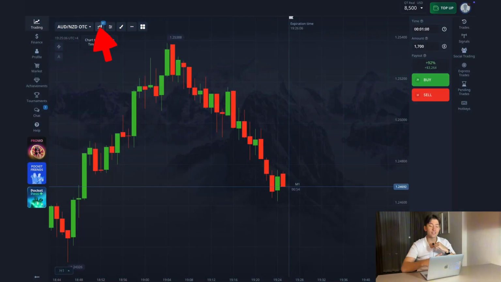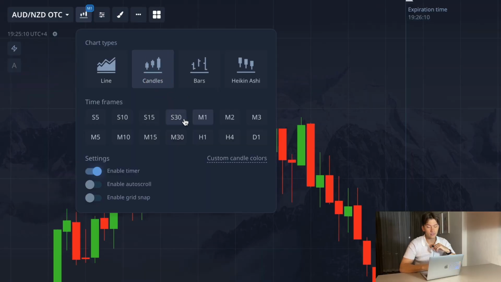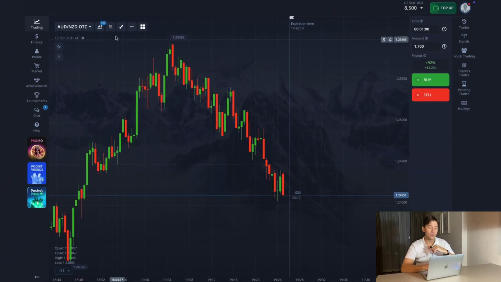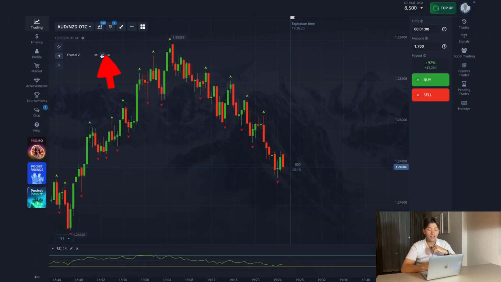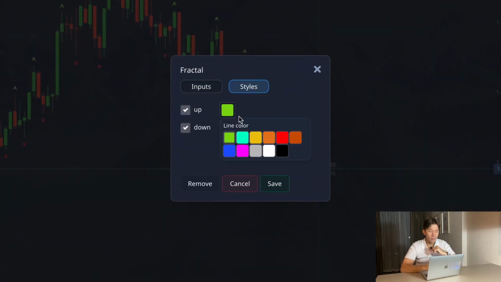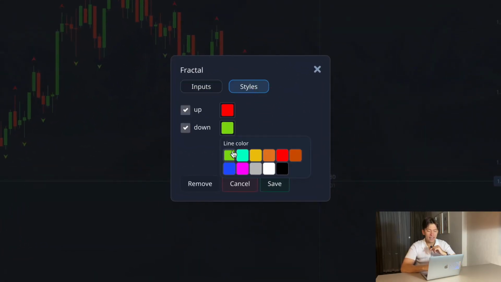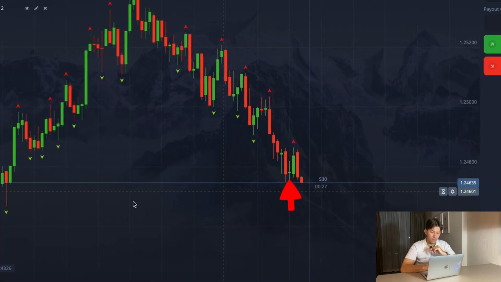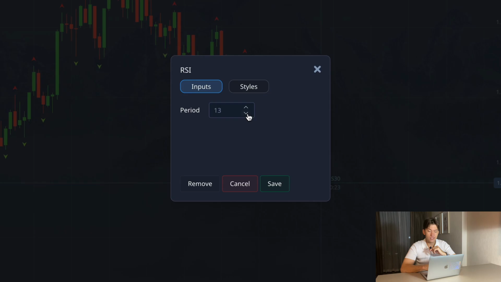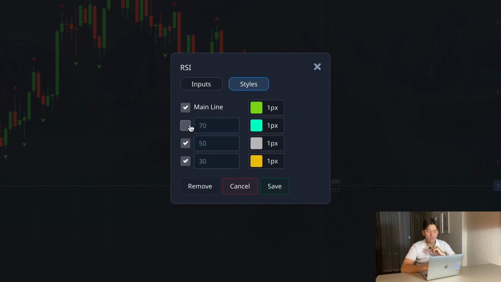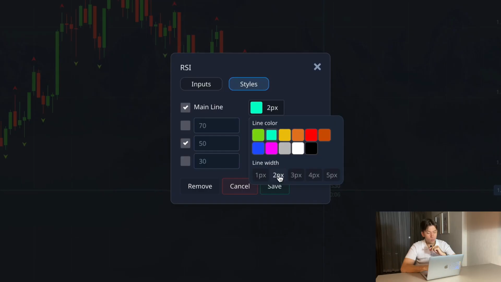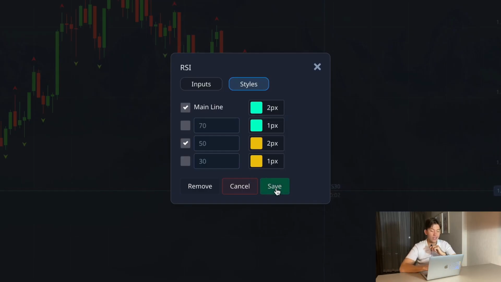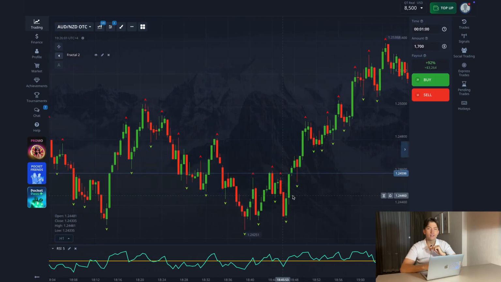Let's dive in. First, let's get the tools ready. I'm using classic candlesticks with 30-second time frame. Go to the indicators tab and select RSI and Fractal. We'll set up Fractal first, change the style, make the up line red, then make the down line green, and then save it. Now RSI, set the period to 5, change the style, disable the 70 and 30 lines, make the 50 line yellow with a width of 2, make the main line turquoise with width of 2 as well, and then save it. That's it, the indicators are ready to go.